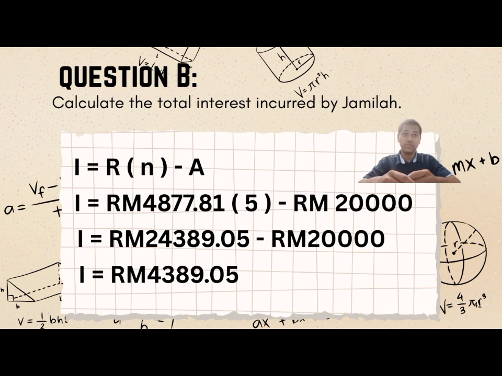So for question B, we are asked to calculate the total interest incurred by Jamilah. So we're going to use this formula, which is I equals to R times N minus A. So I equals to RM4,877.81 times 5 minus RM20,000. I equals to RM24,389.05 minus RM20,000. So I equals to RM4,389.05.